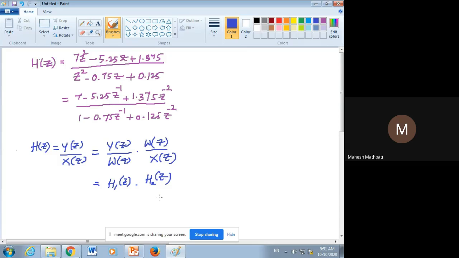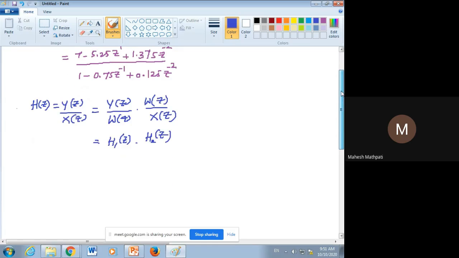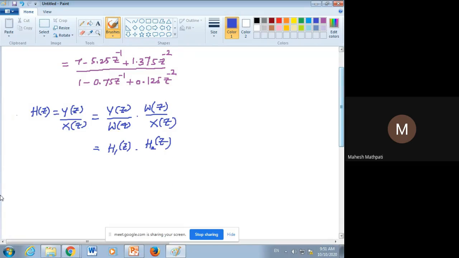Can we write like this? Yes? Any difficulty in understanding this? No, sir. So then further, if you compare this with the above equation, what can I write? What is the value of H1 of z? Tell me what H1 of z will be here. H1 of z, we'll solve first for H1 of z. H1 of z equals Y of z divided by W of z, which equals, what can we write now?